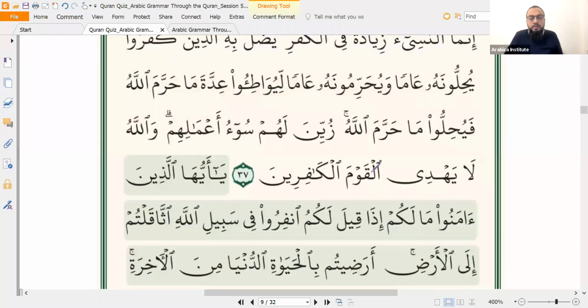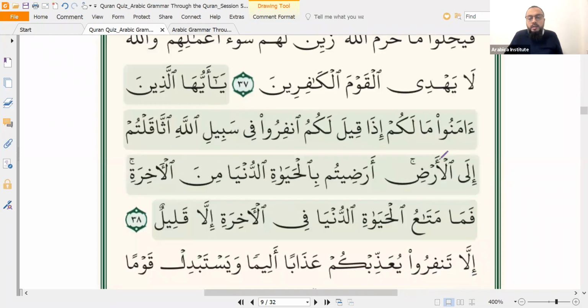It's the next one. Ya ayyuha alladhina amanu ma lakum. What's wrong with you? We've done that, haven't we? Ma lakum, ma bikum. Idha qila. Qila. So when a verb is hollow, when it has a waw in the middle, and you make it passive, you don't say quila. You say qila. So this is a passive of qala. Qila.